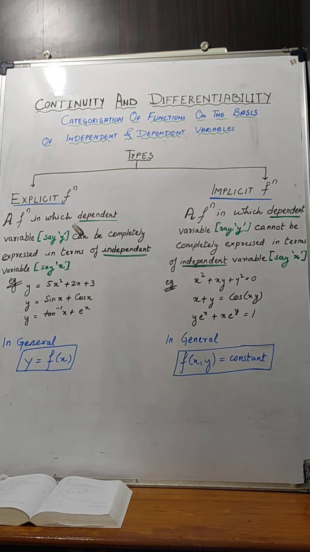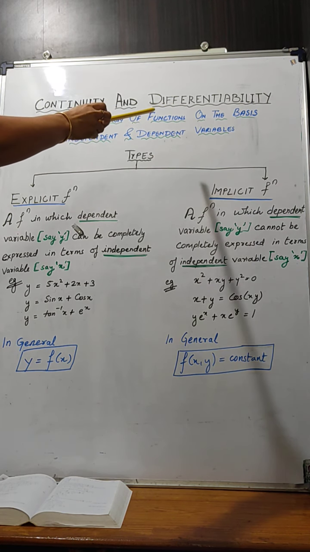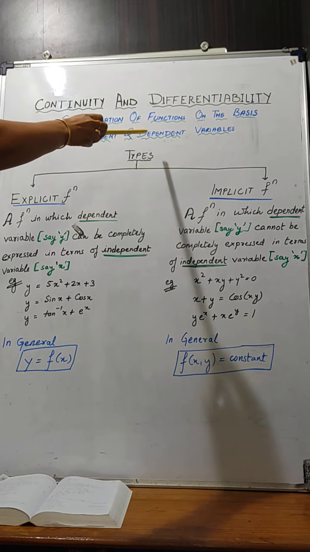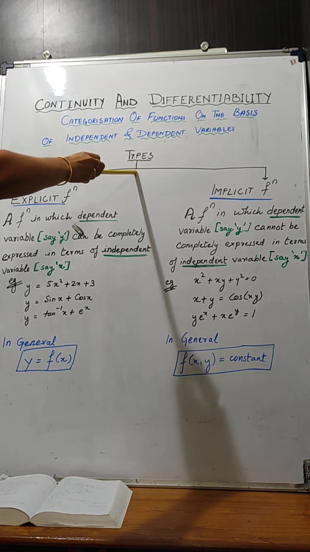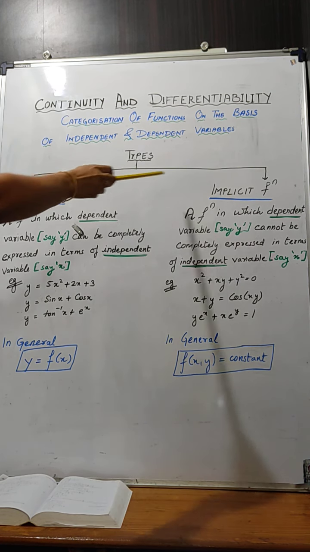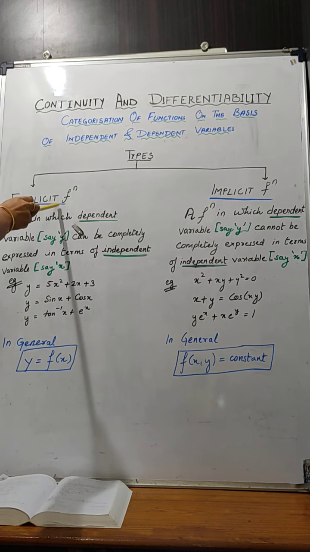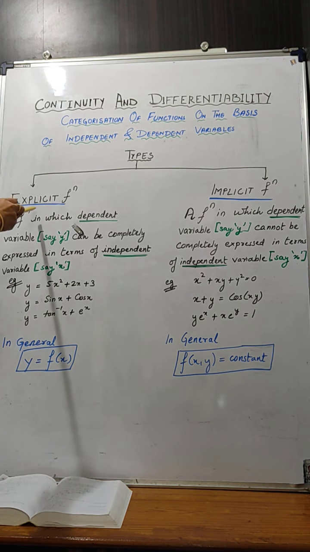Good morning, dear students. The topic which we are going to discuss in this video is differentiation of implicit function. Before we actually start with the topic, let us first understand the categorization of the function on the basis of independent and dependent variables. I have categorized the function in two forms. The first one is explicit function. Now what is explicit function?